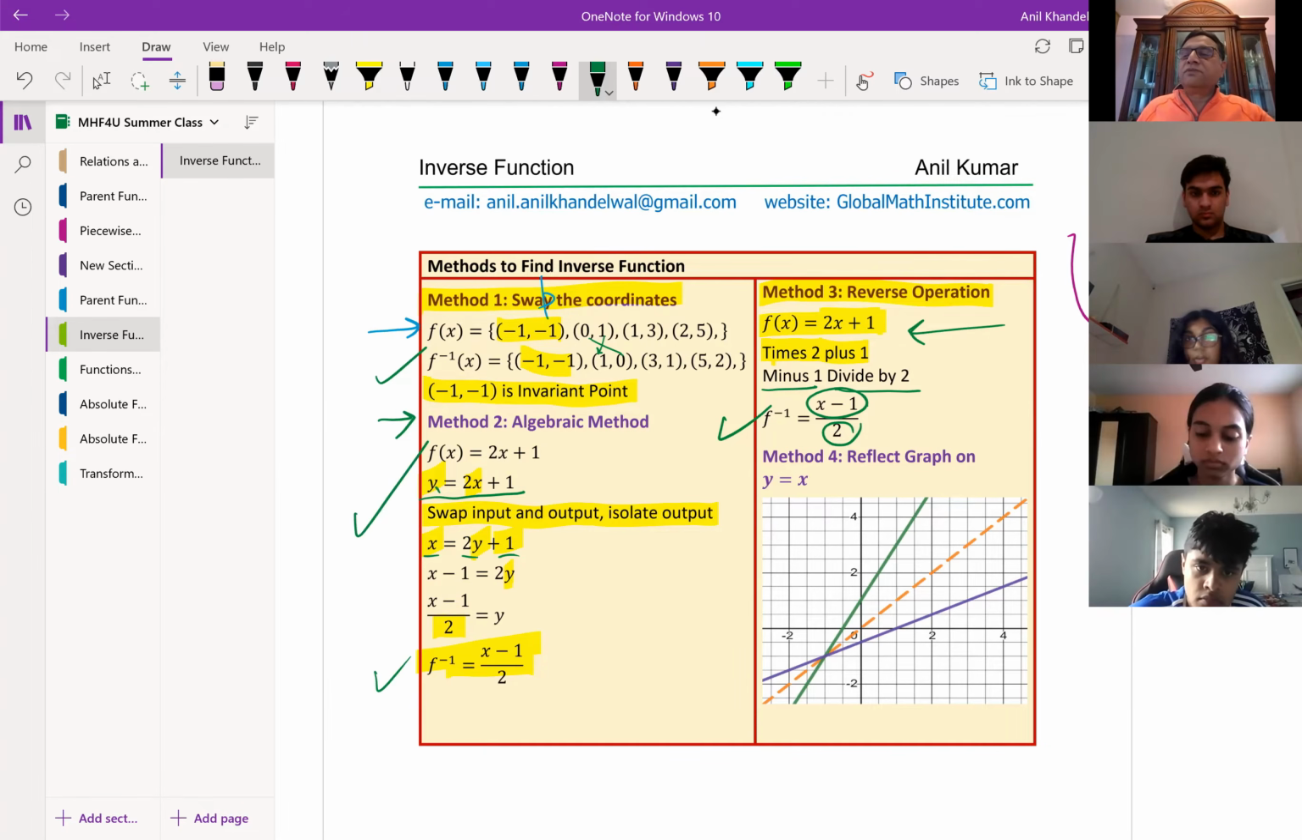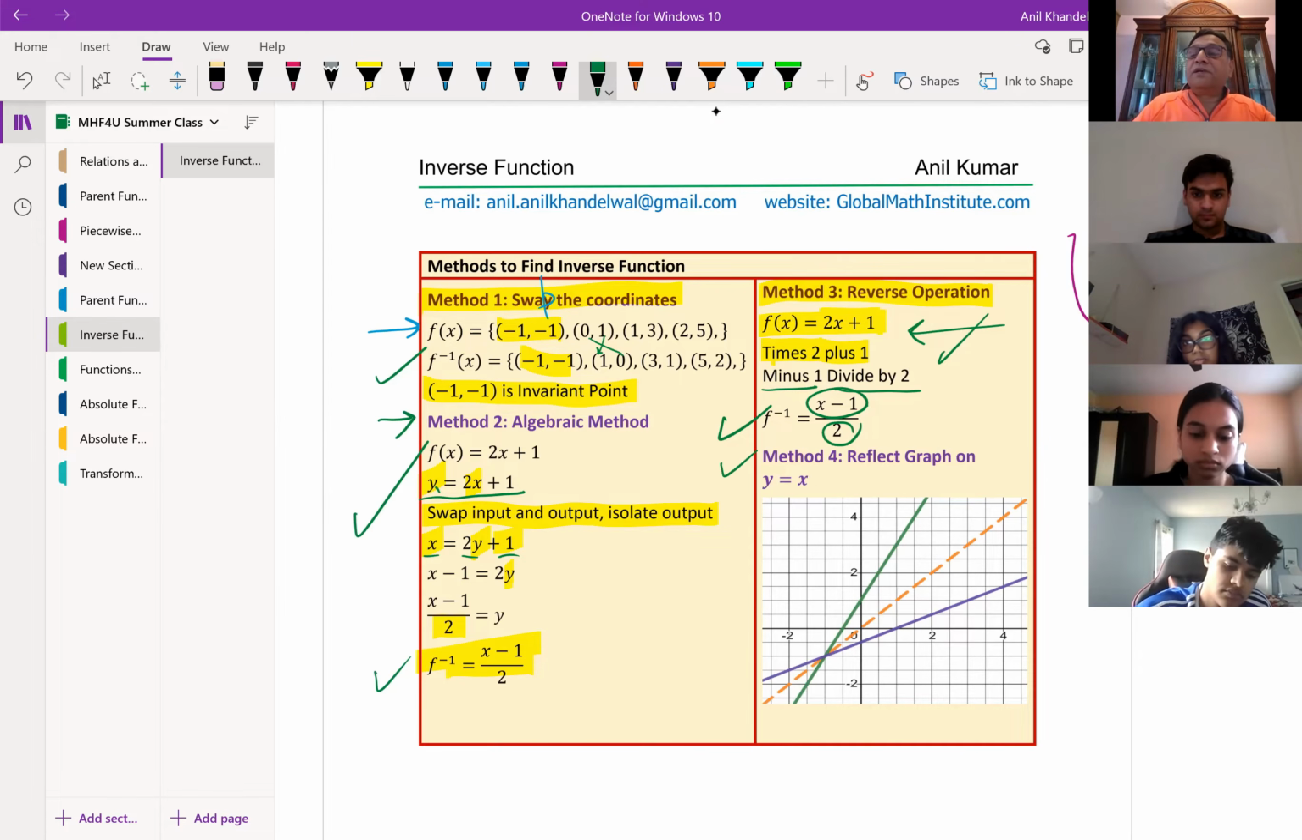If it says what is the inverse, then you can write down the answer directly as shown here. You write the forward operation is times 2 plus 1. Inverse operation will be minus 1 divided by 2. And the answer is f inverse is (x minus 1) over 2. Is that clear? Thank you.